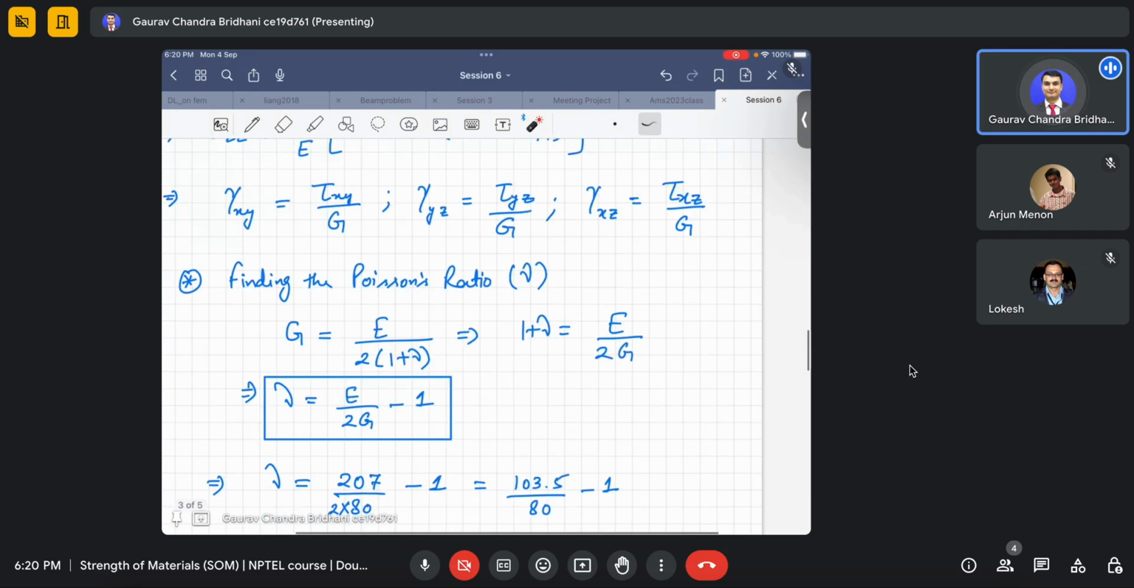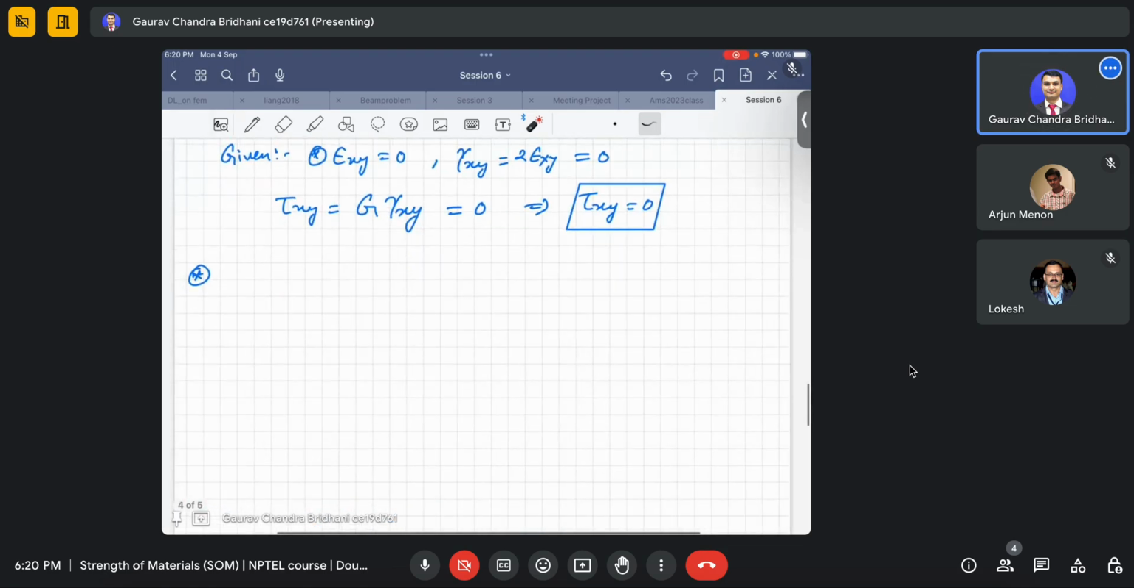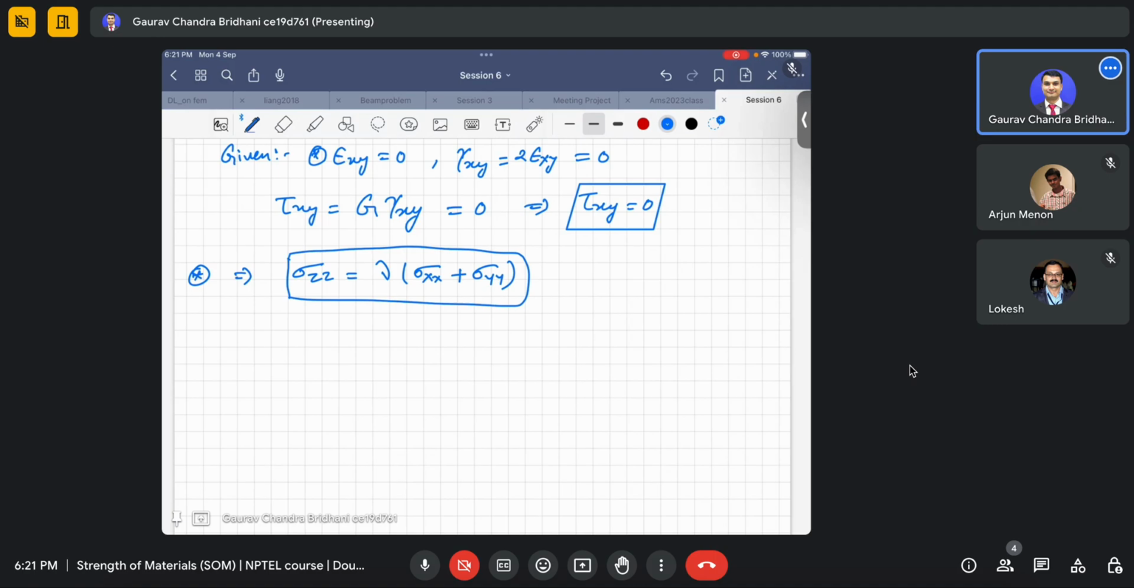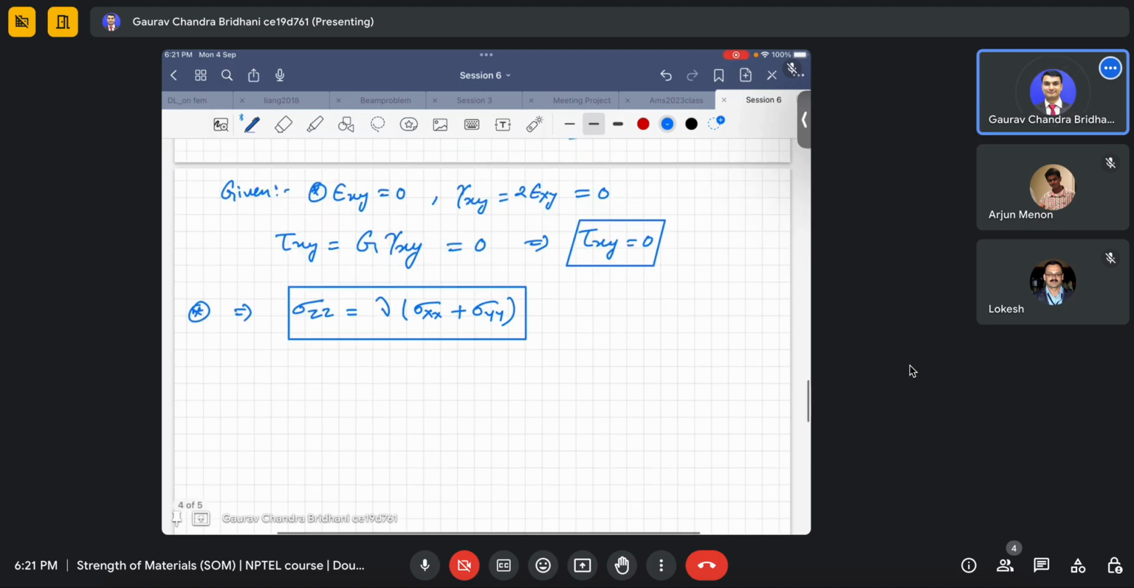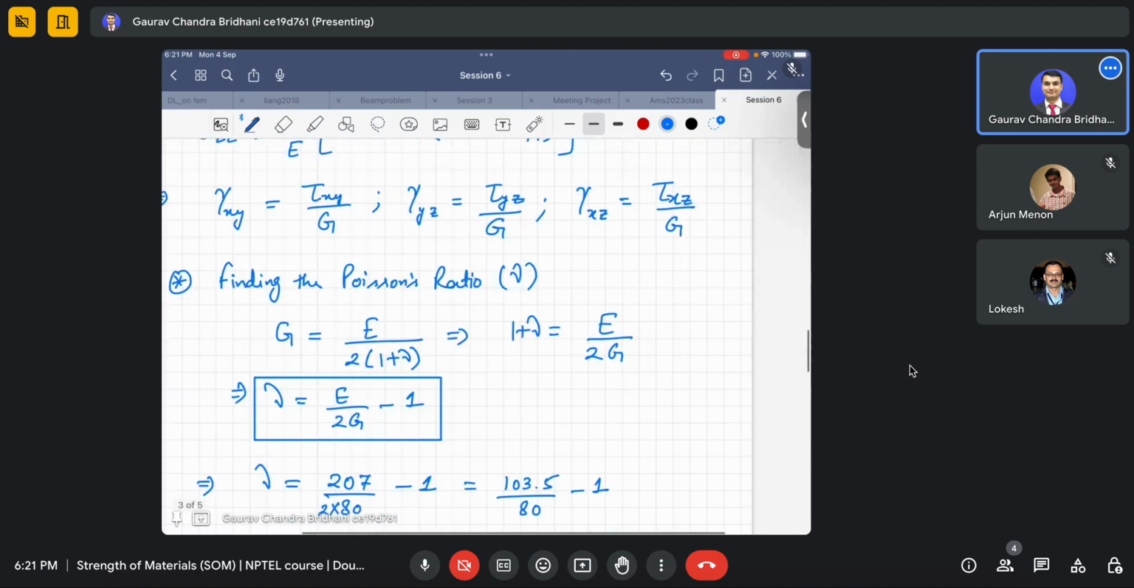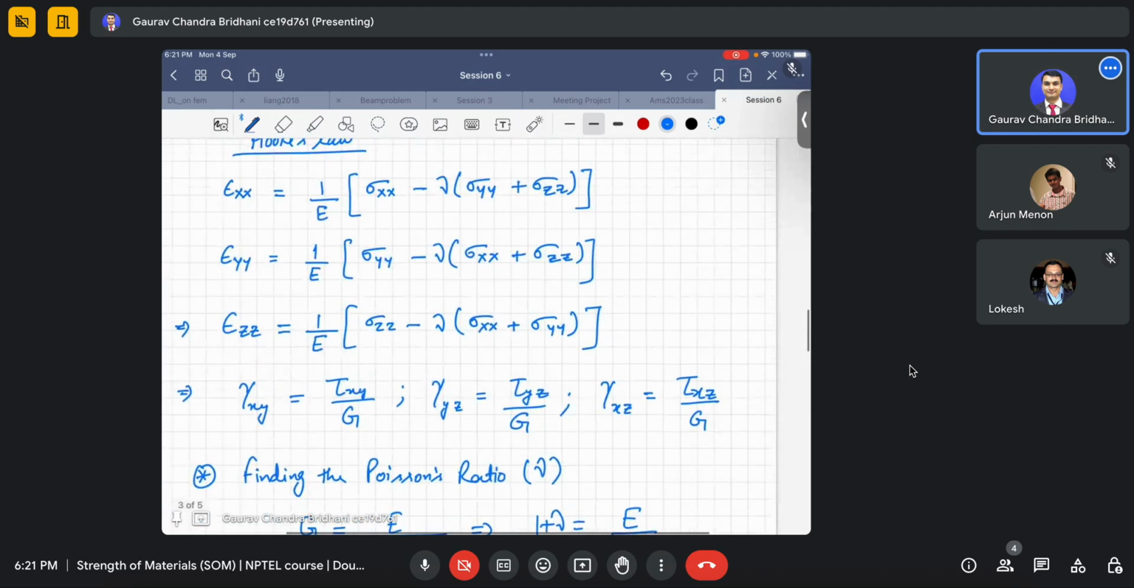So let's do that. From this equation comes that sigma zz is nothing but nu times sigma xx plus sigma yy, and we know nu, we'll put nu later on. So this is another relation we got. Now let's see what is there.